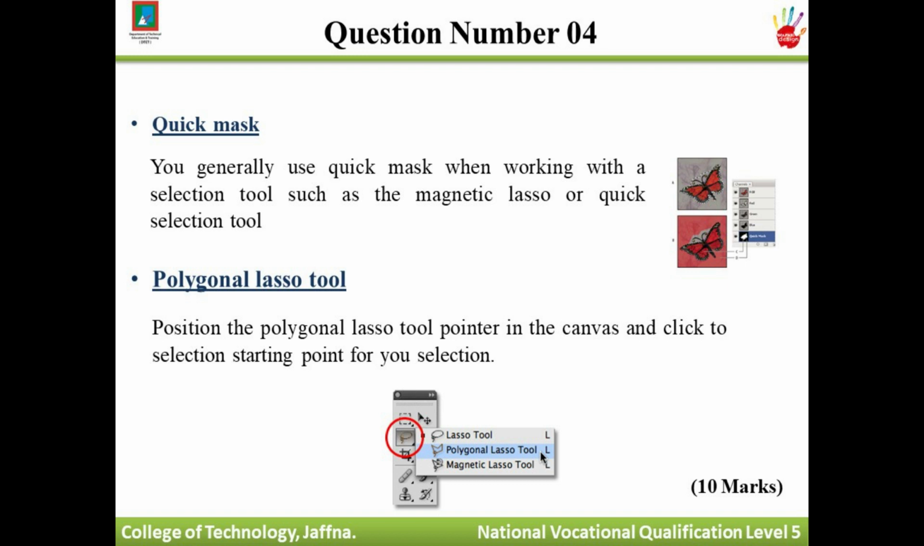Last is the polygonal lasso tool. Position the polygonal lasso tool pointer in the canvas and click to set a starting point for your selection. The polygonal lasso tool creates selections with straight lines between points. It's perfect for selecting objects like buildings, pyramids, triangles and products.